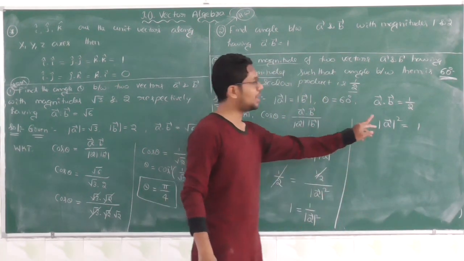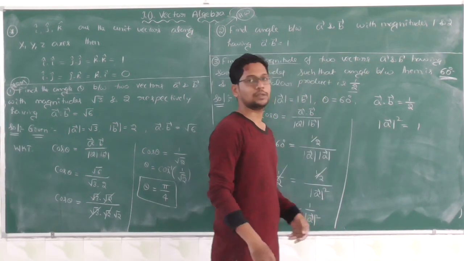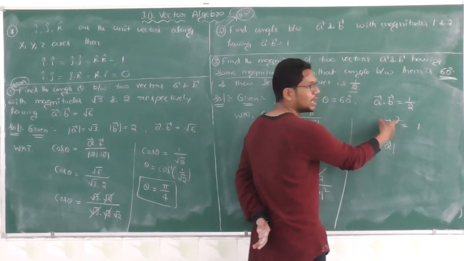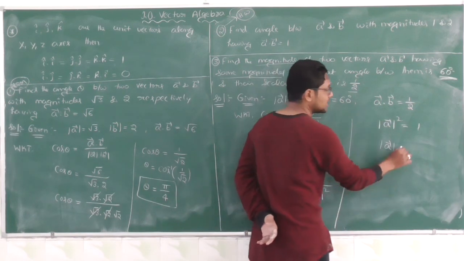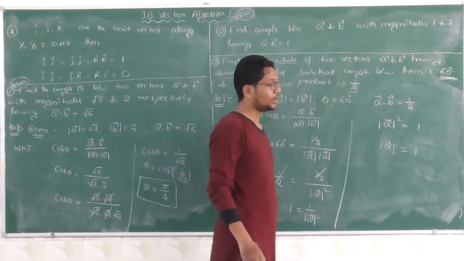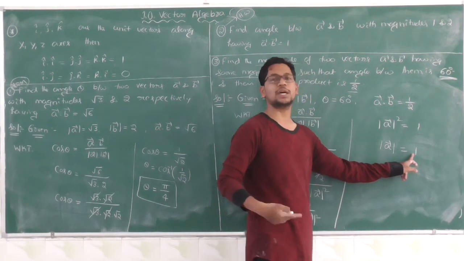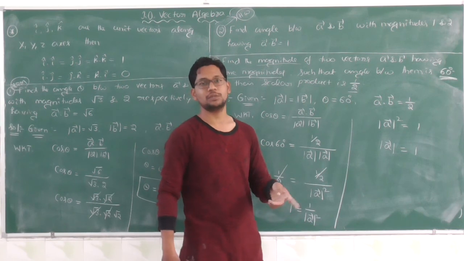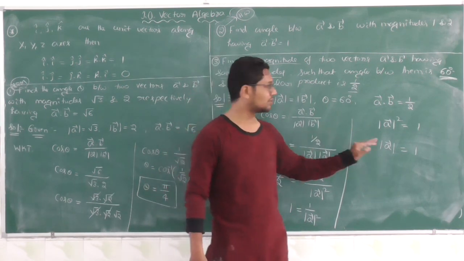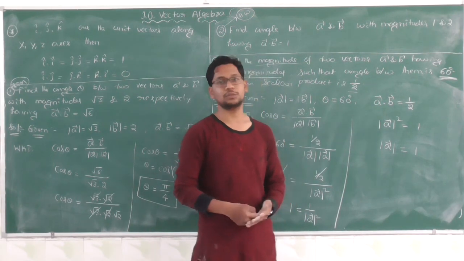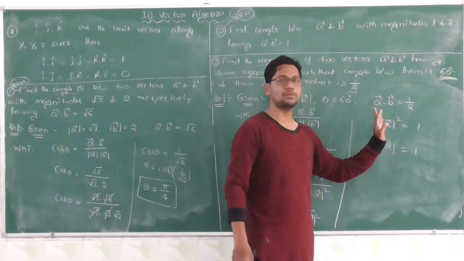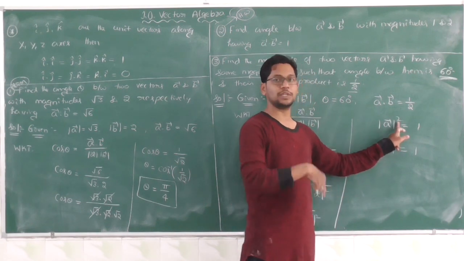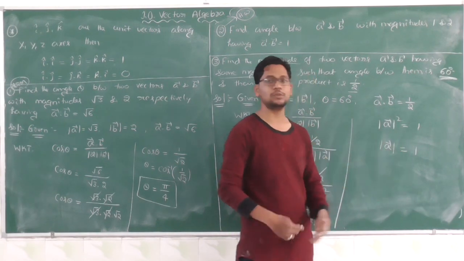I want only magnitude of A. Then how to find magnitude of A? Here we have a square, so apply the square root on both sides. That equals 1. Here I am not going to write plus or minus 1. Magnitude is only a positive quantity. We have to consider positive. Okay. Magnitude of A equals 1.